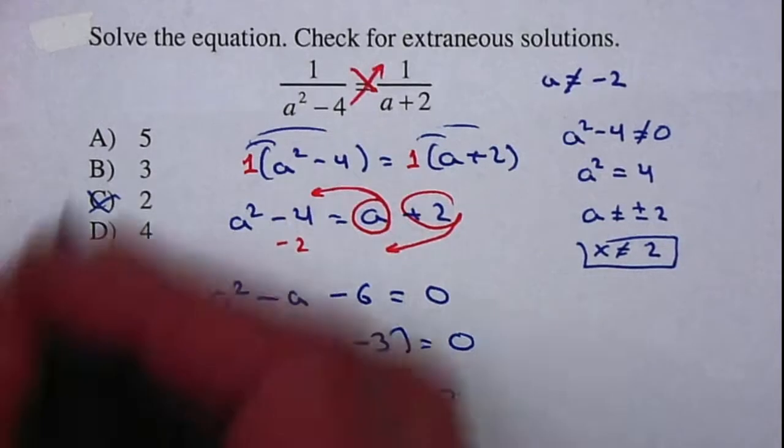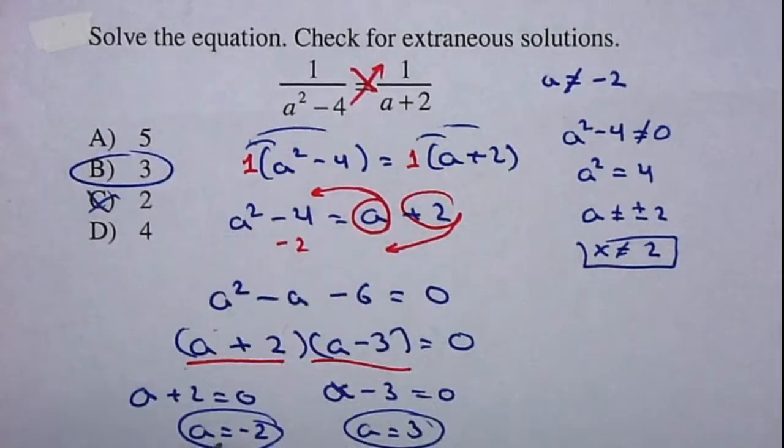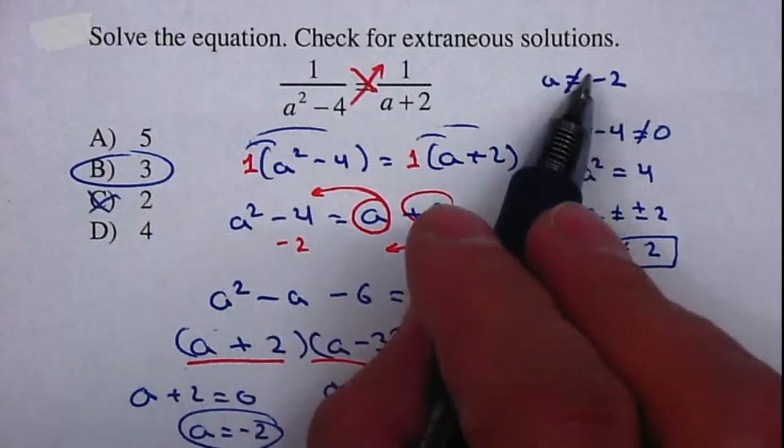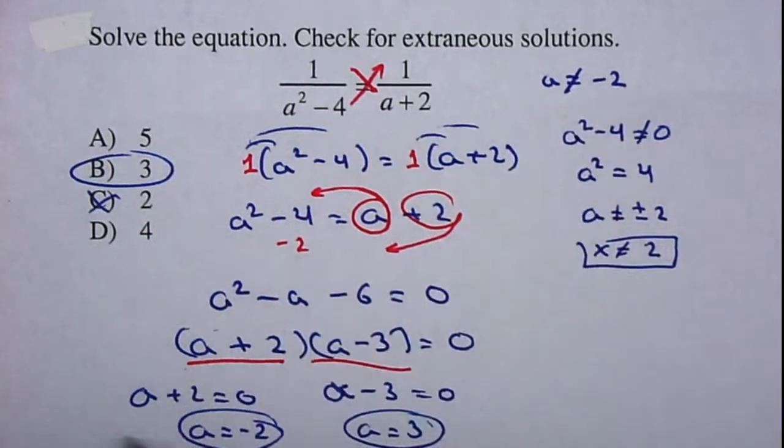So the only answer that's listed here is 3. But remember, a cannot be equal to negative 2, because that will make your denominator a 0. So your answer is B.